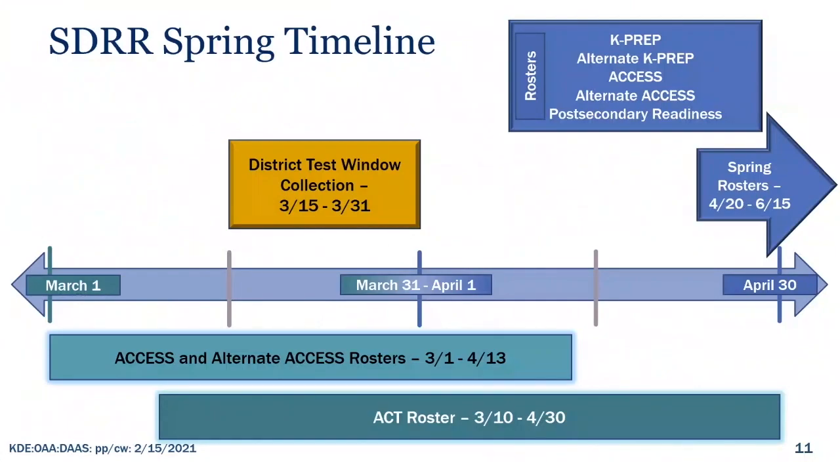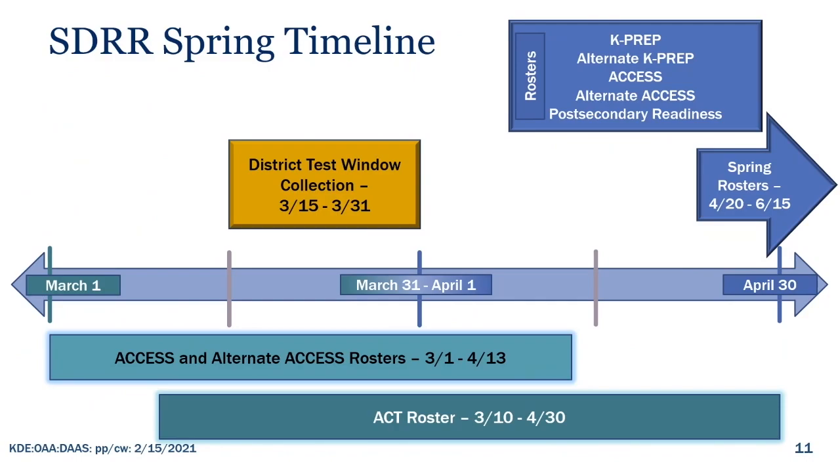We've been talking about what's new or changed, but let's look at our schedule of events for this spring. I'll give you a moment to absorb this timeline that runs from March 1st and on past April. Notice that we begin with the ACCESS and alternate ACCESS rosters on March 1st. They will close on April 13th. During this time, there are no preloaded students in the roster. The ACT roster also has no students preloaded and will open on March 10th and close on April 30th.